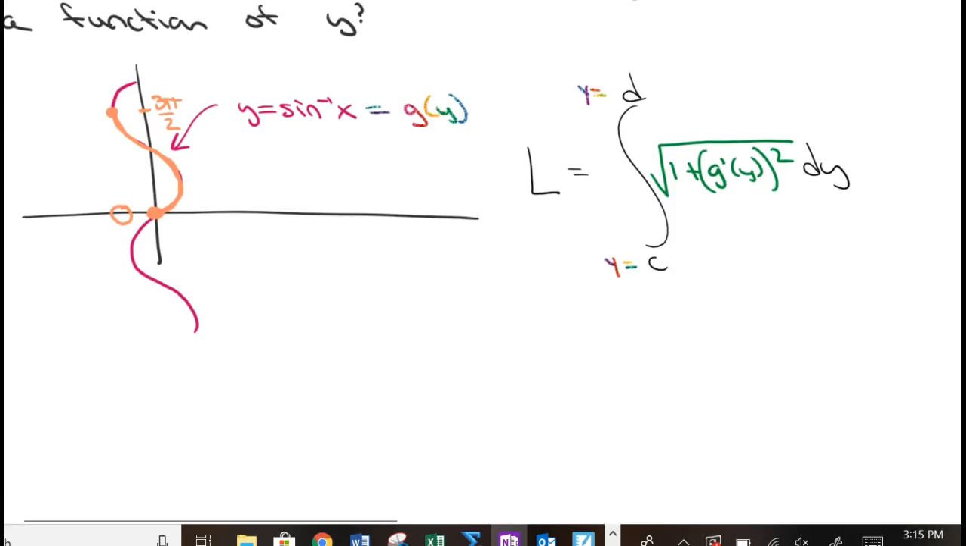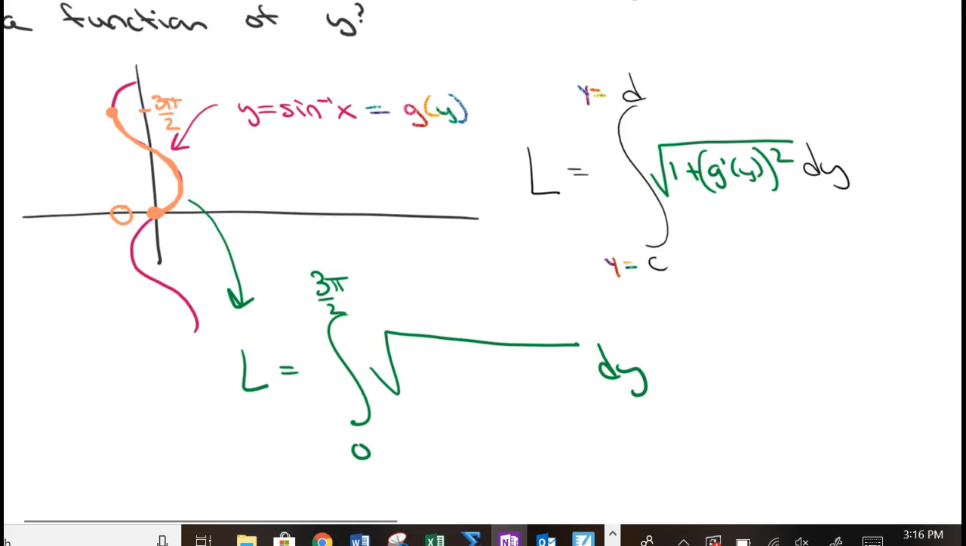So if I were to ask you to describe the length of this curve with an integral expression, you would do the following. Actually, why don't you go ahead and do it on your own, then play me for the answer. All right, the length of this curve, that length L, is going to be the definite integral from 0 to 3 pi over 2 of the square root of 1 plus g prime of y squared dy.